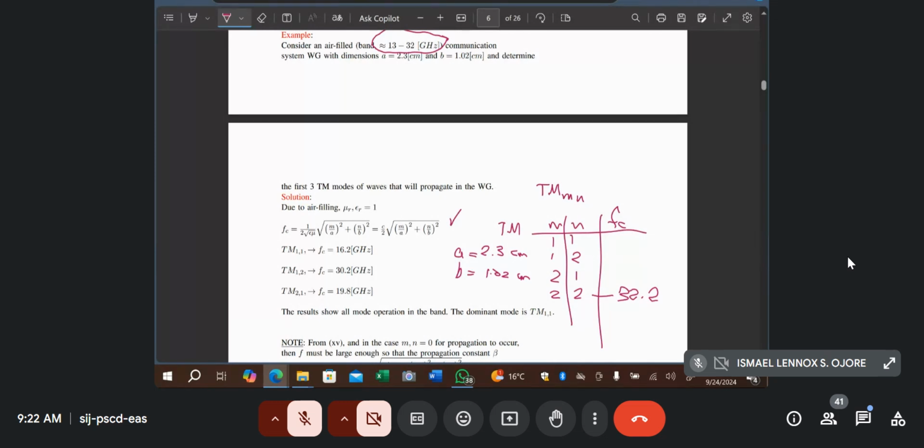Between TE10 and TM11, which one do you think would be the dominant mode for all waveguides? Which one would be the dominant mode using that equation for FC? TE10. TE10 will give you a lower frequency than TM11, isn't it? So then in these waveguides, now we can conclude that the TE10 is the most dominant mode.